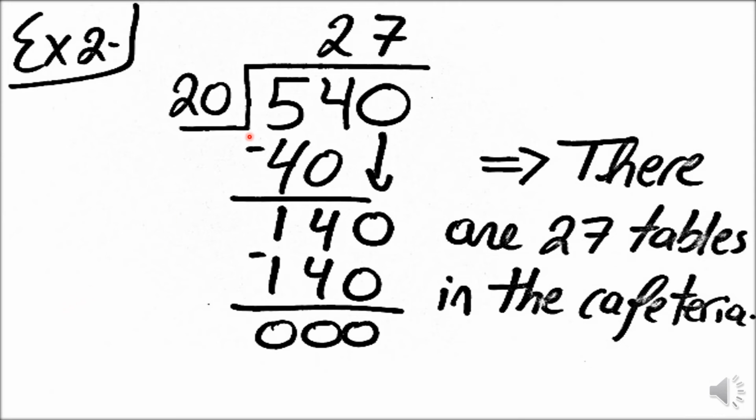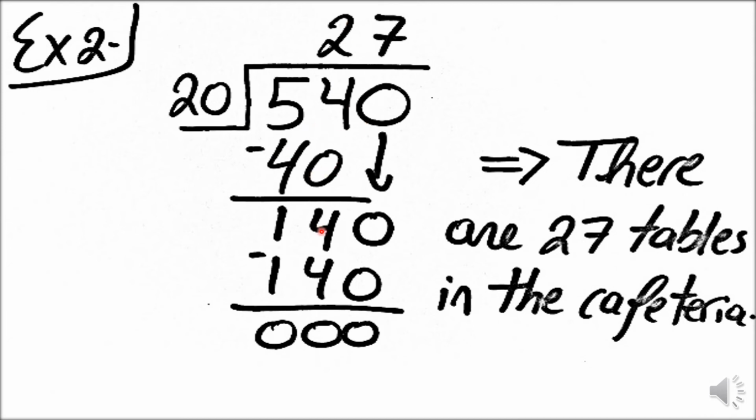So the divisor is 20. It's made up of 2 digits, so at least I should use 2 digits from the dividend. Since the divisor is less than the first 2 digits, I only use the 2 digits, so I only use the 54. I ask myself, how many 20s do I need to get 54 or almost 54? 20 times 2 is 40. 20 times 3 is 60. 60 is greater than 54, so I only use 20 times 2.